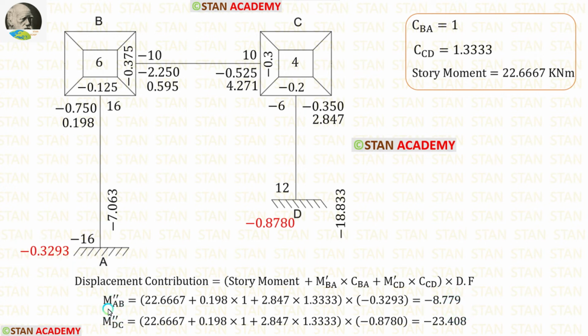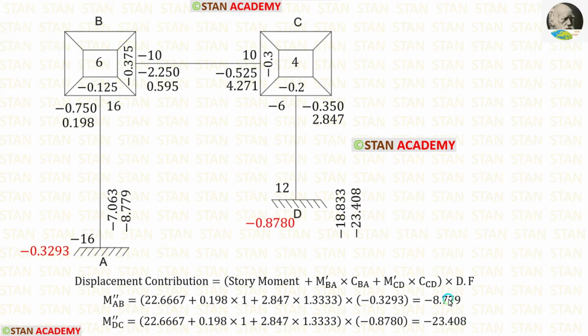For M double dash AB and M double dash DC, all of the values will be the same except the displacement factor. The displacement factor for the column DC is minus 0.8780. After the calculation, we are getting M double dash CD. Let us apply the values of M double dash AB and M double dash CD. Now we have finished the second iteration. Let us start the third iteration.